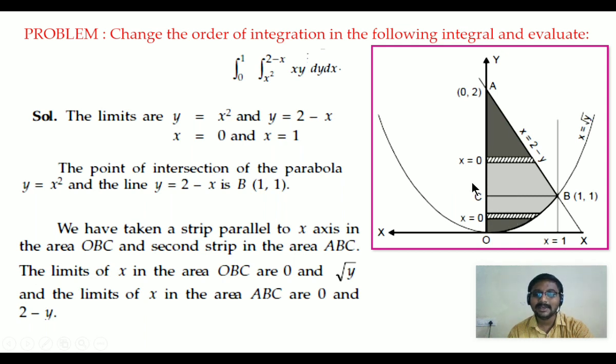For these new limits, we have to divide the total region into two parts with respect to a line. The line is the line CB here, that is, the line y equal to 1, which is parallel to the x-axis. According to the new strips, the new limits are these: in the region OBC, x limits are 0 to root y, and in the region ABC, the limits are 0 to 2 minus y.